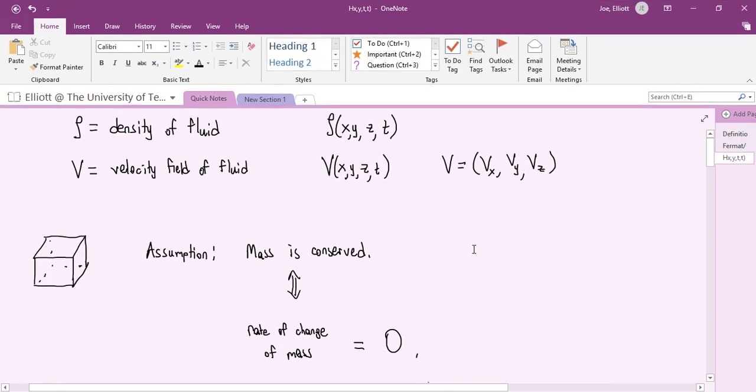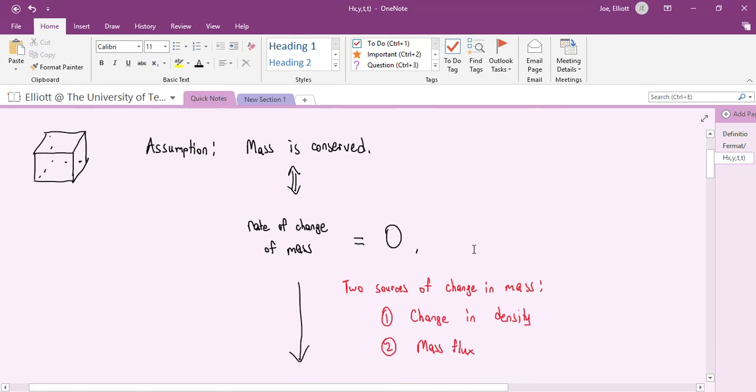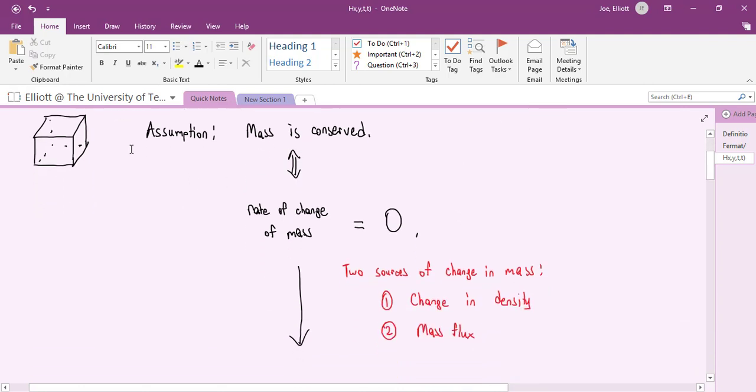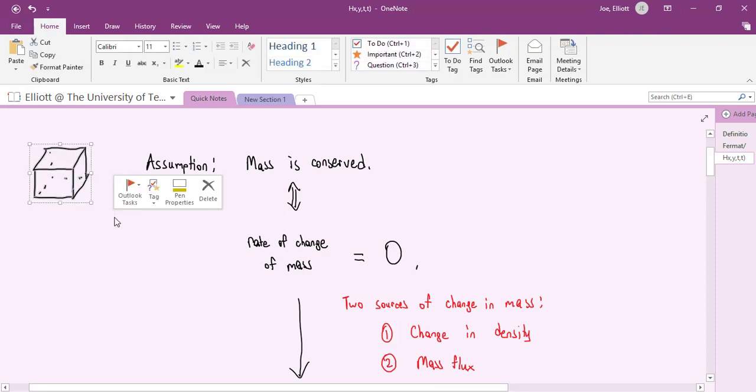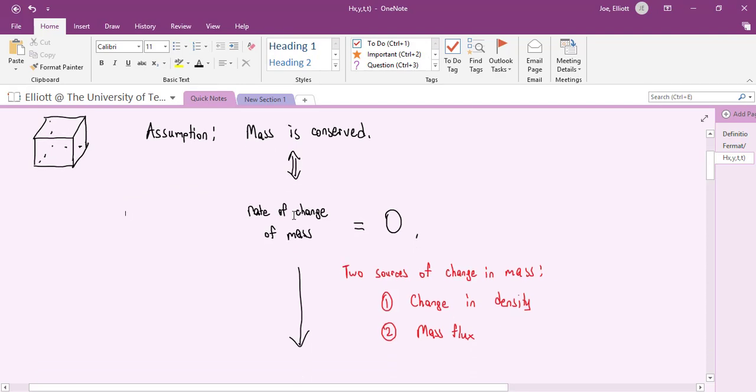Now to model how a fluid will flow, if we make the assumption that in a small element of volume, so imagine this is like a small cube, the mass is conserved, okay? Mass being conserved means that the rate of change of mass within this cube should be equal to 0.